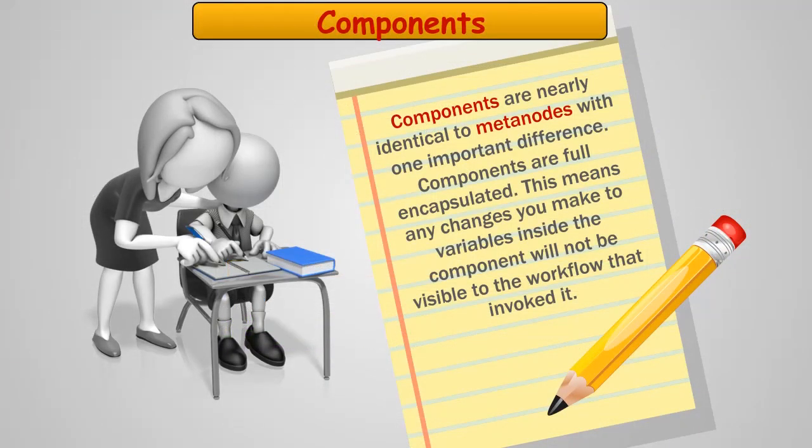Components are nearly identical to metanodes with one extremely important difference. Components are fully encapsulated. This means that any changes you make to flow variables inside your component will not be reflected and visible outside. So your component can work on things without fear of breaking something outside the component. This is what makes them reusable, so you can reuse a component over and over again in a workflow. It's KNIME's preference right now. Their recommendation would be to use components more often than not when you have a choice.